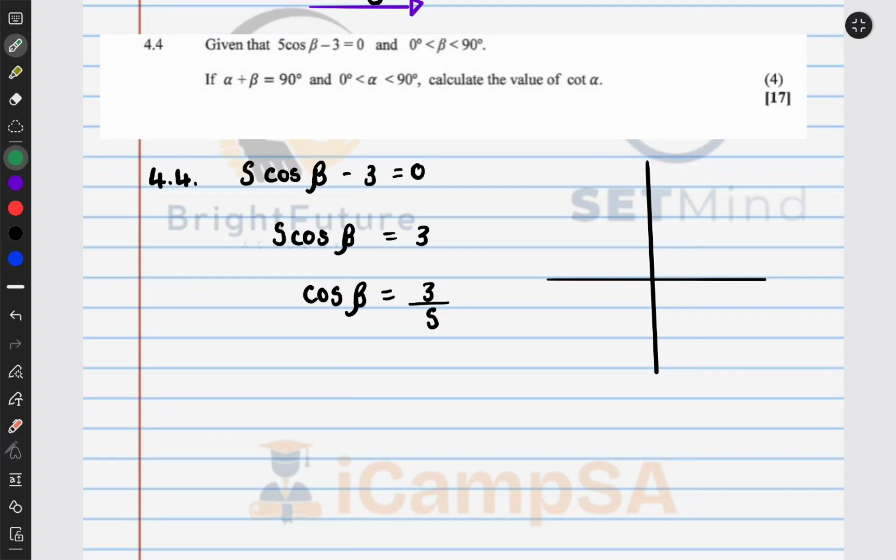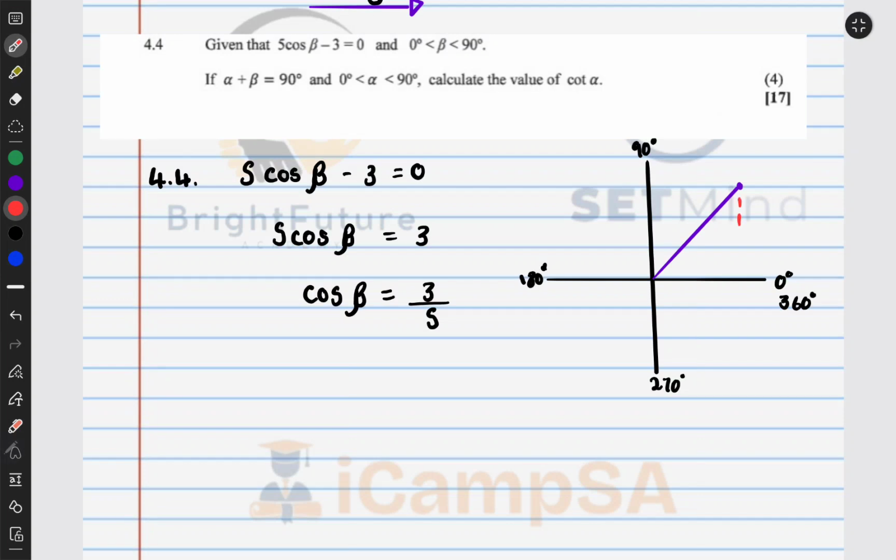First things first, we have cos beta being positive, and beta is found in the first quadrant. We have been told it will be in this quadrant, so that tells us the terminal arm will be there. It should be here because beta is found between 0 and 90 degrees. Remember that on our Cartesian plane, we have 0, 90 degrees, 180 degrees, 270 degrees, and 360 degrees.